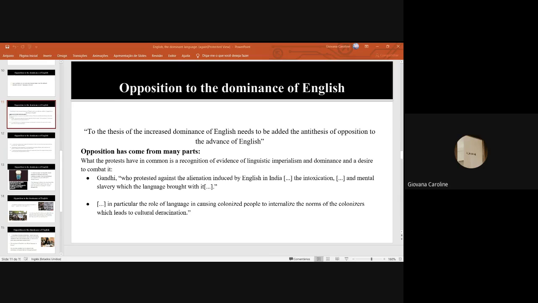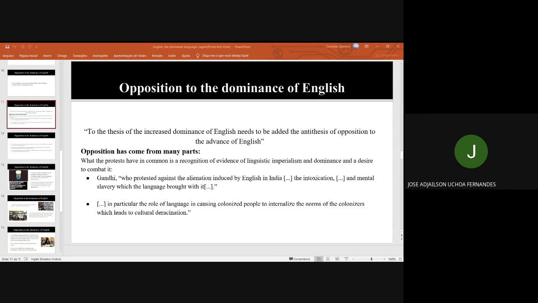I wanted to put an actual protest against the English language. So I will try to explain, kind of. This protest happened because it was a civil service examination in India.